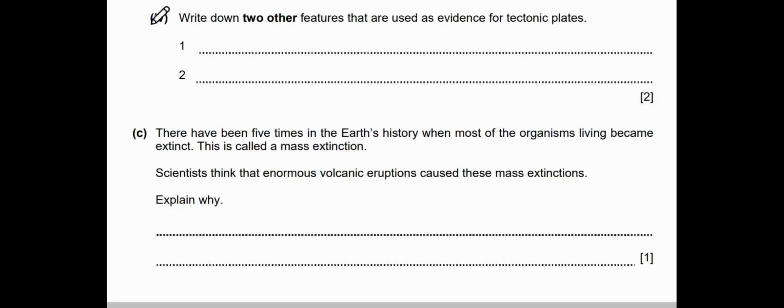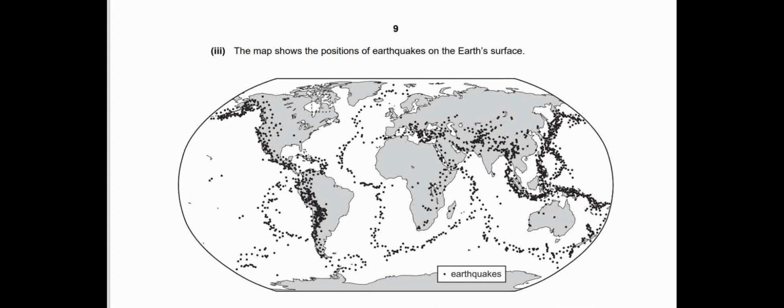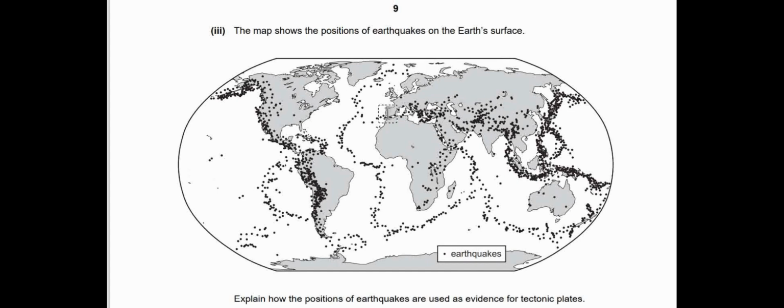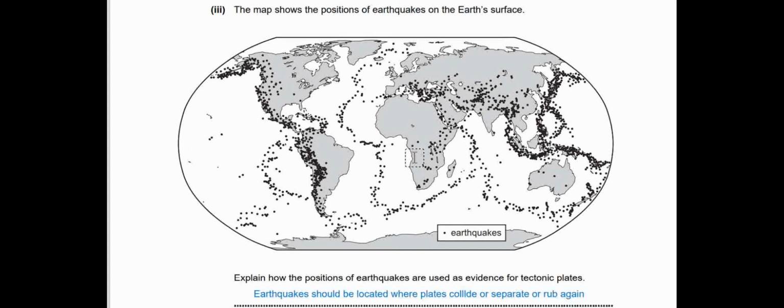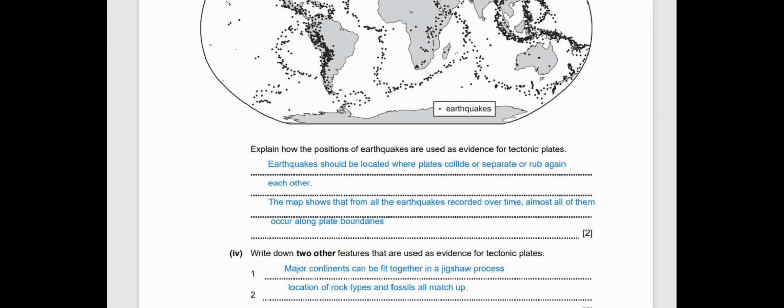Now question B, part 4. Write down 2 other features that are used as evidence for tectonic plates. Well, if we see from the map of the whole world, major continents can be fit together like a puzzle. This one can fit to here. So that is the evidence for tectonic plates. And also the second one, location of rock types and fossils all match up. So we type down. Here we go. Major continents can be fit together in a jigsaw, and location of rock types and fossils all match up.